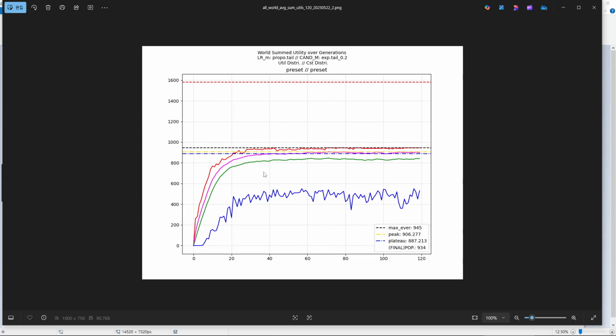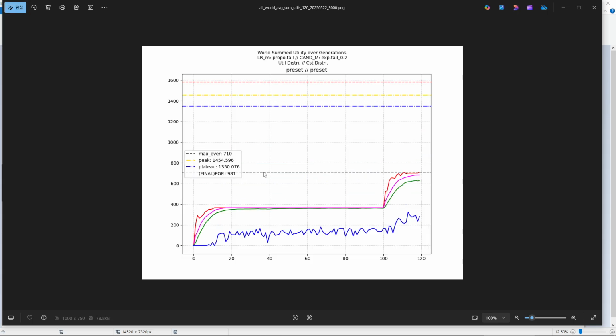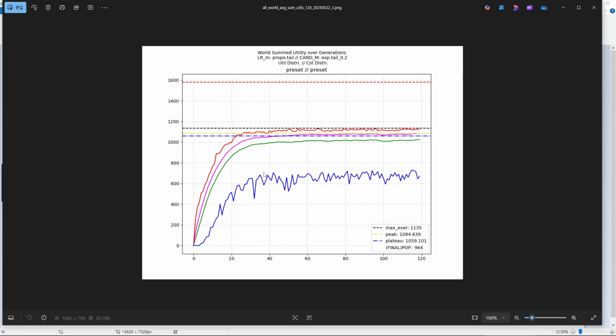Yeah, and with 30 items, the maximum ever is 945, which is correct. At 40 items, was it 1135 or 1140? I don't know. Where's my note? 1135. So that's correct. So when done separately, they still do work.